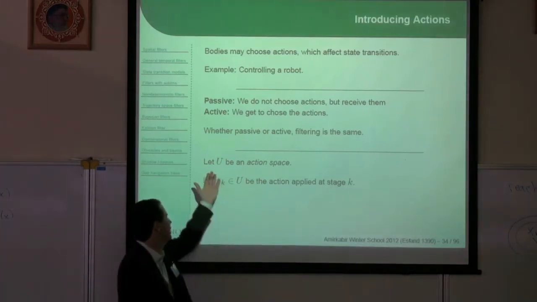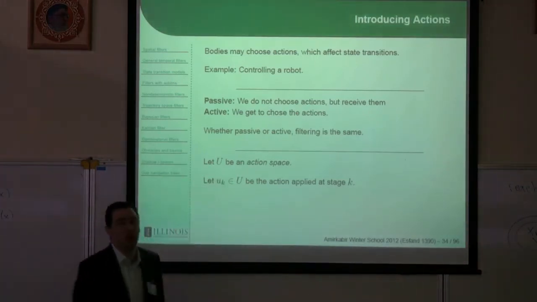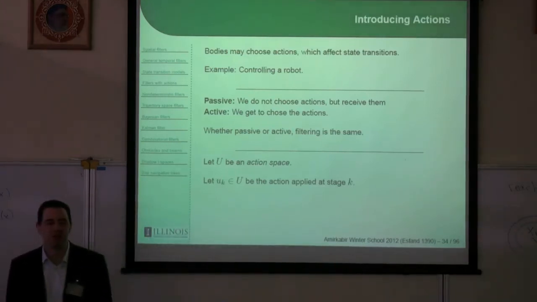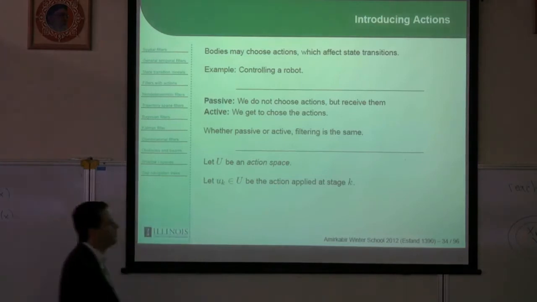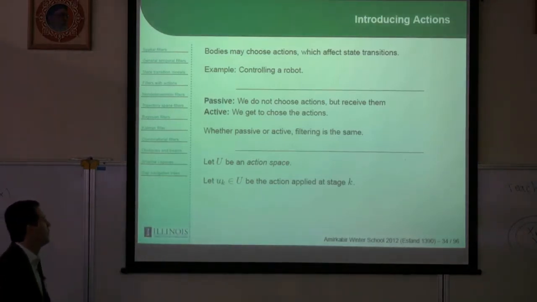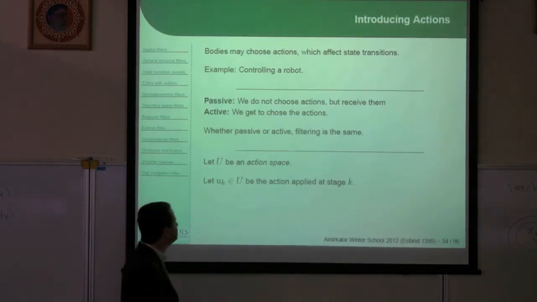All right, so let capital U be what's called the action space. That's going to be the set of possible actions that you have. I could call it an action set, I guess. It's not a topological space or anything complicated usually. But it can be. It can be a subset of Rn if you want, or it could be some discrete set.